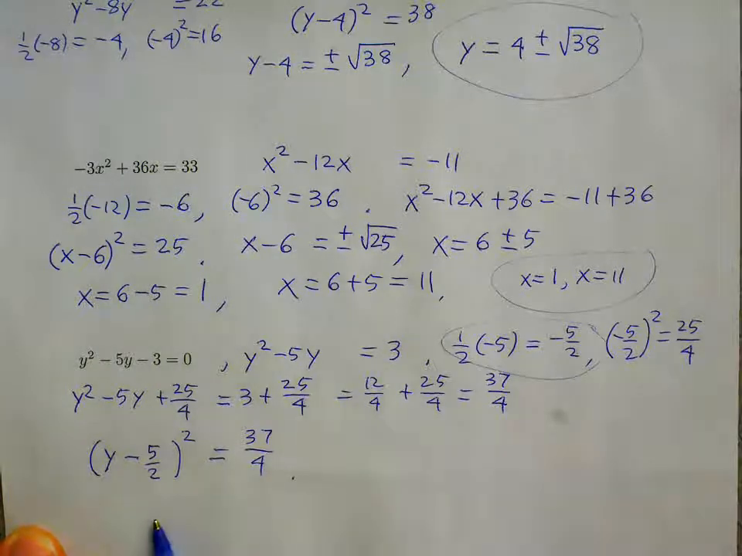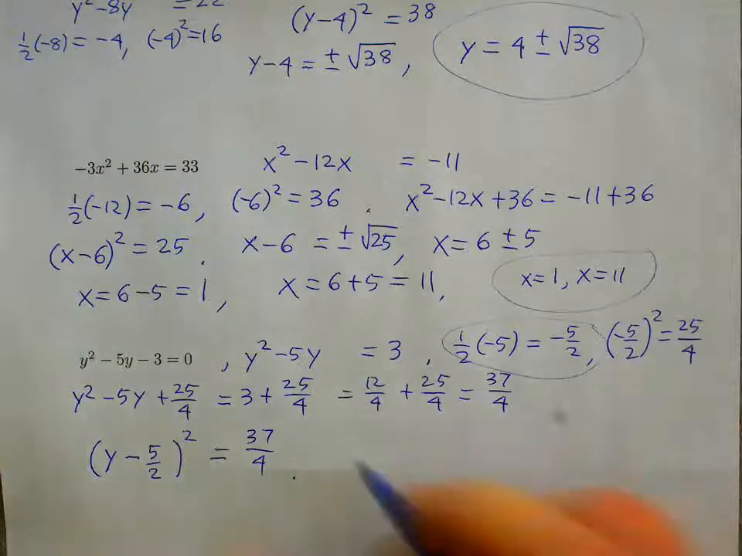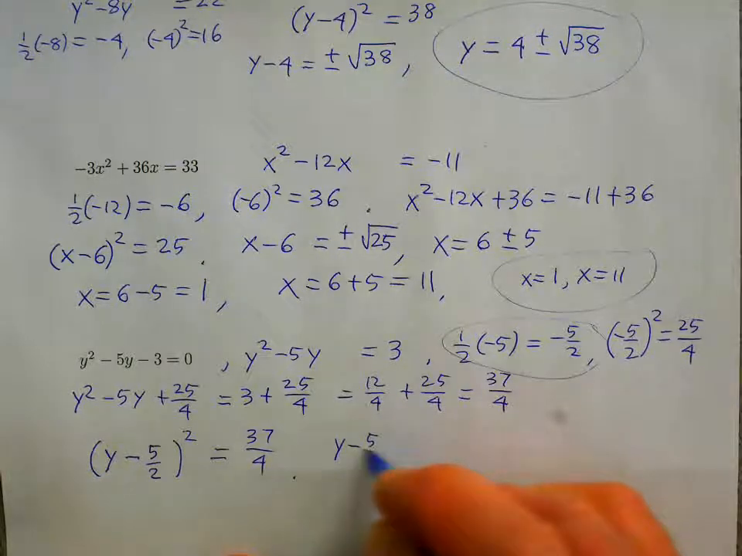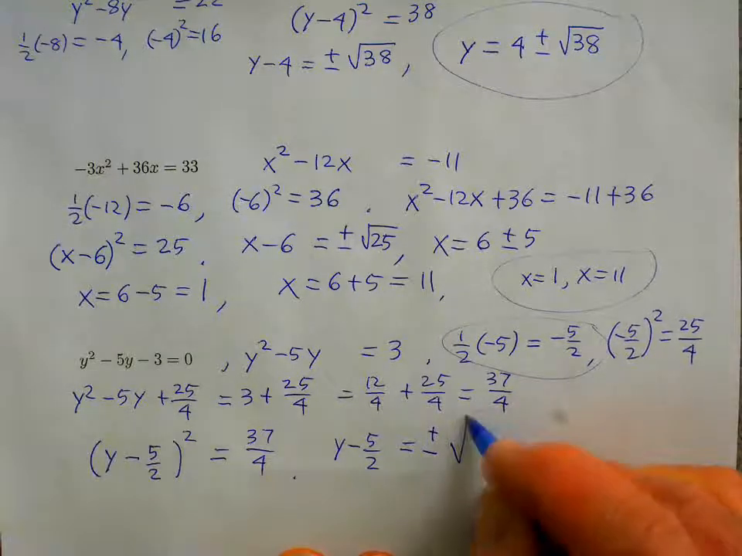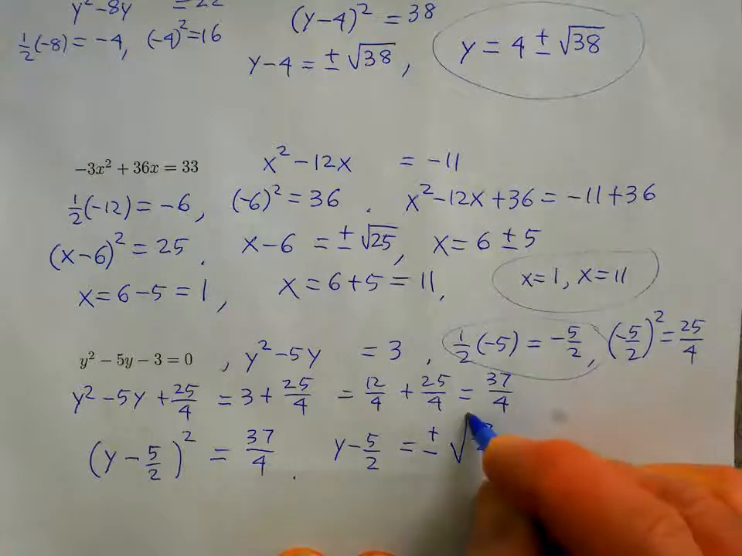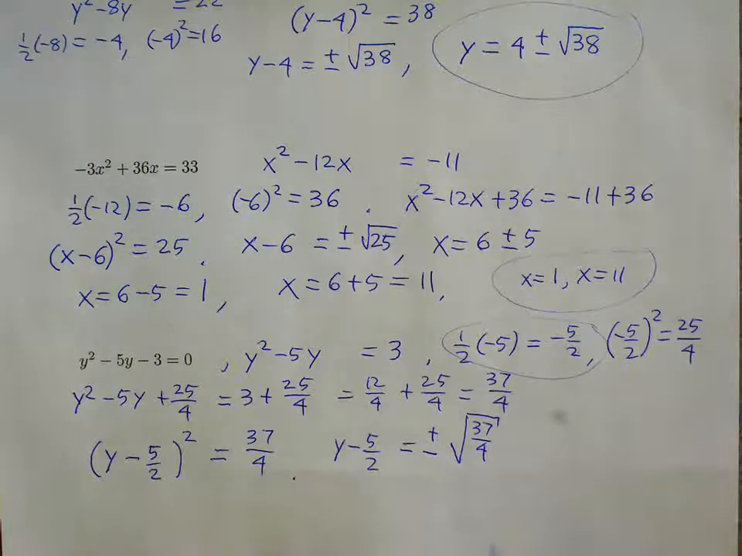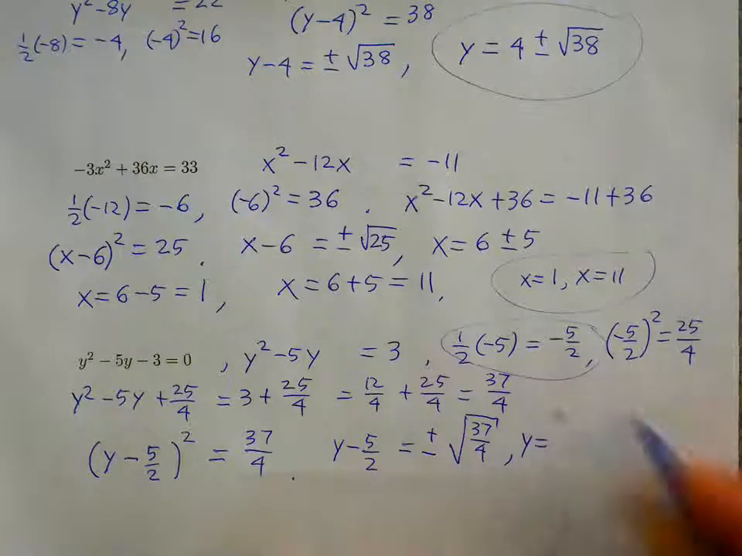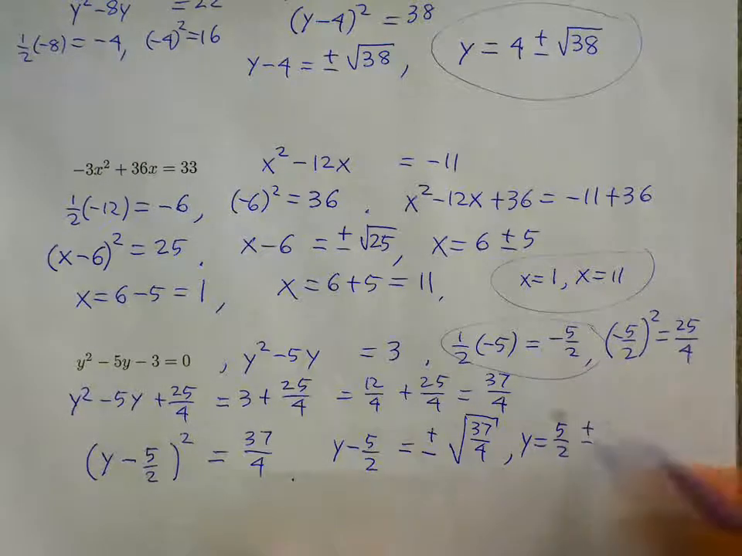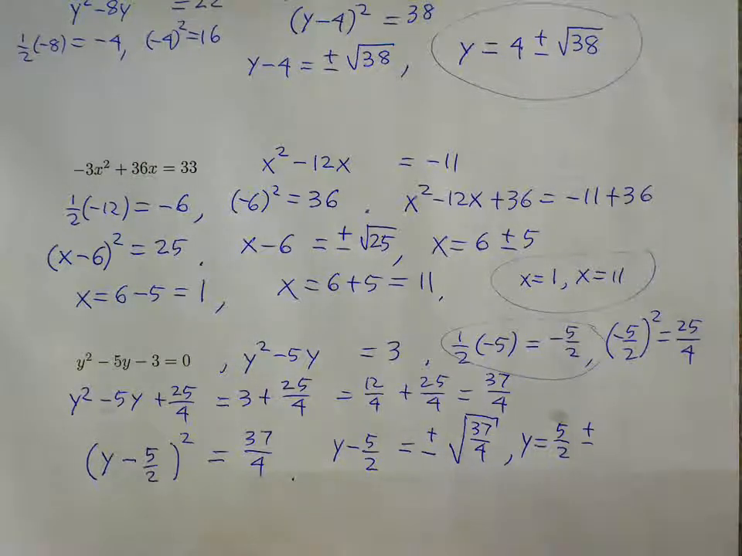Now we apply the square root property, and we get y minus 5 halves equals positive and negative square root of 37 fourths. So the square root of 37 fourths is the square root of 37 over the square root of 4. And so the denominator simplifies to 2 because the square root of 4 is 2. So in the next step, we'll add 5 halves to both sides, and we'll also simplify the square root of 37 fourths.